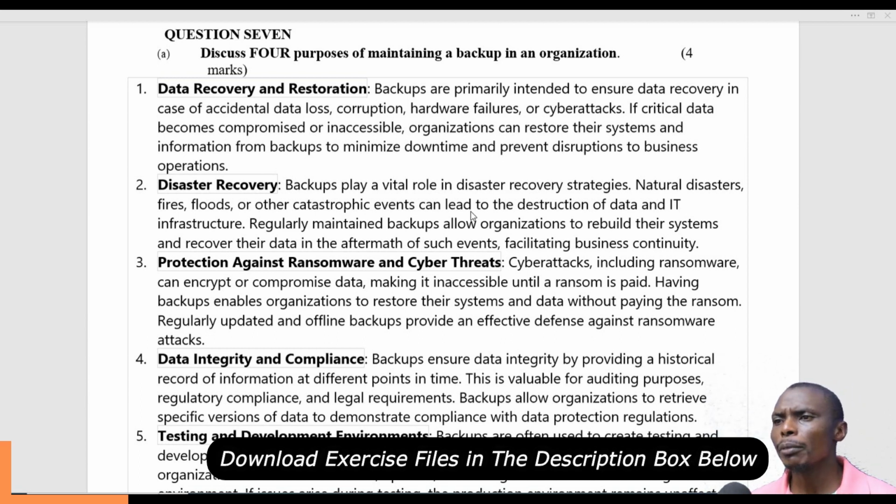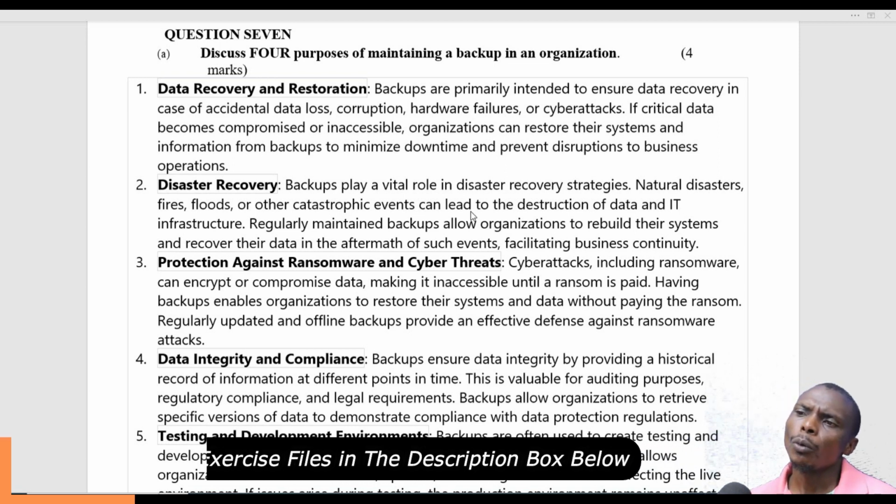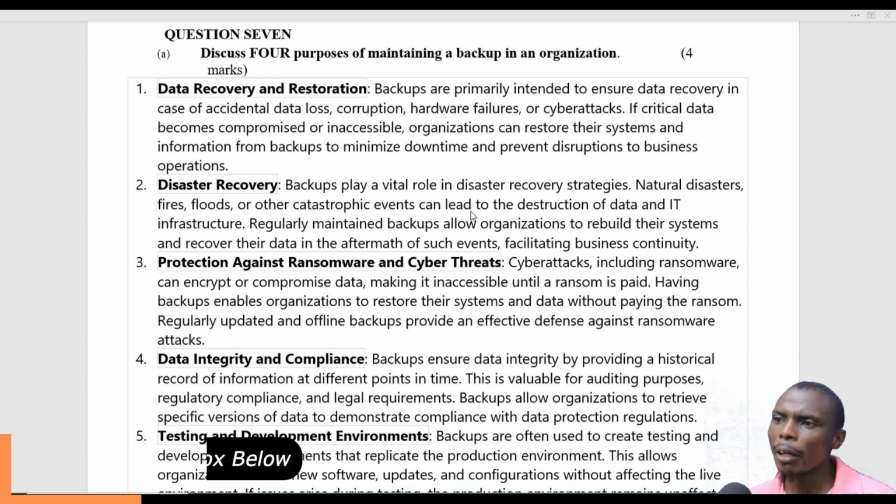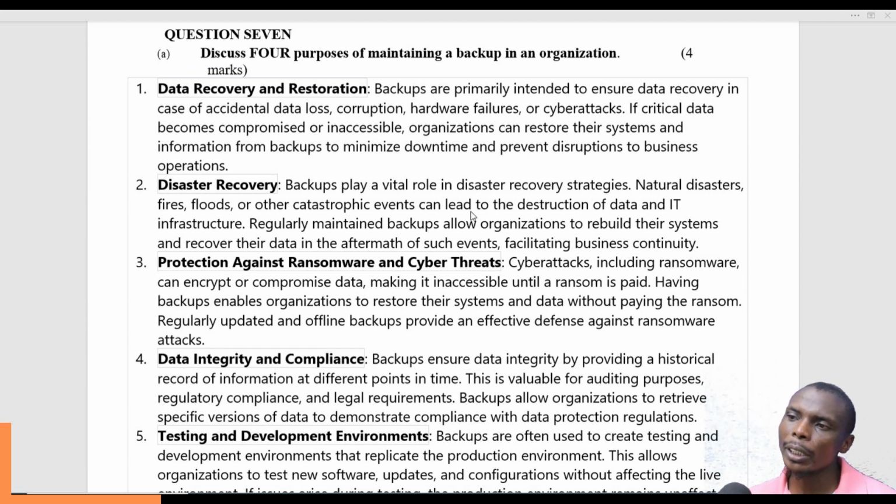maybe during downtime. Because if this is not provided, then there could be disruption in the continuous flow of business operations. So there must be a way of data recovery and restoration.